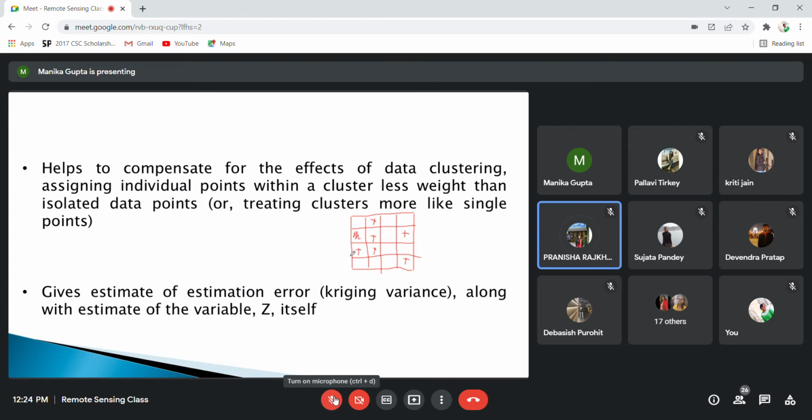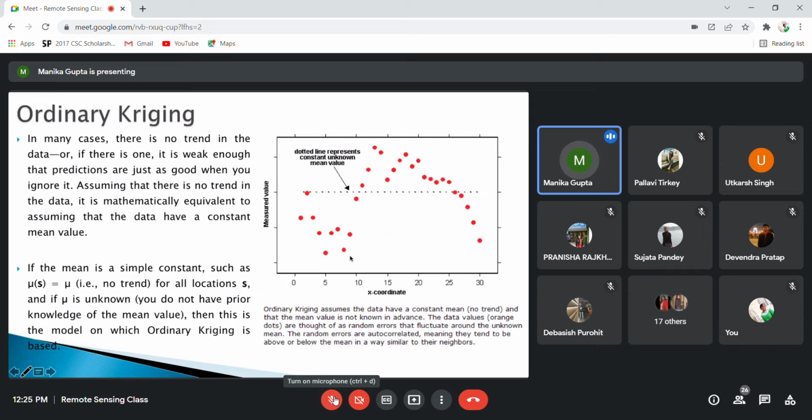Yes, ma'am. Okay, so that is the point of kriging here, what we use. Now there are mainly 4 or 5 types of kriging. First is ordinary kriging. In ordinary kriging, we assume that there is no trend in a particular data, or that it is weak enough that we can ignore that kind of trend.